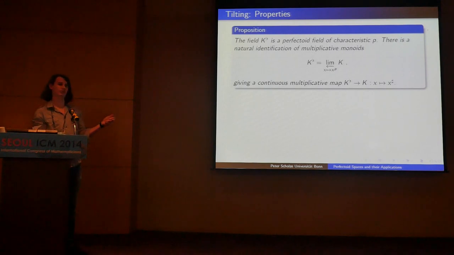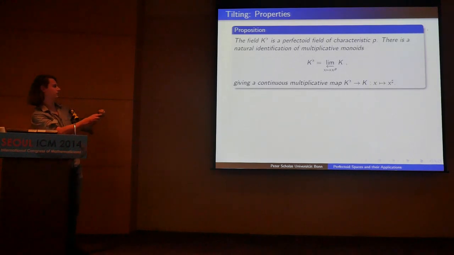It's harder to describe addition because the addition is not compatible with this identification in this inverse limit. So you don't add pointwise in this inverse limit. In particular, if you project to the last term in this inverse limit, you get a continuous multiplicative map from the tilt back to the field itself, which because it goes in the opposite direction is denoted by x maps to x sharp.